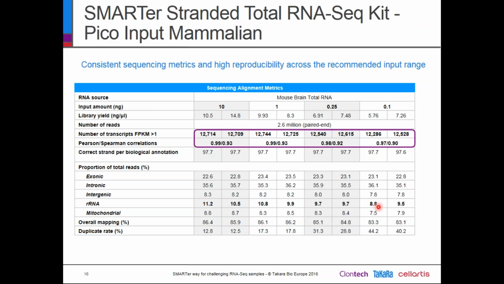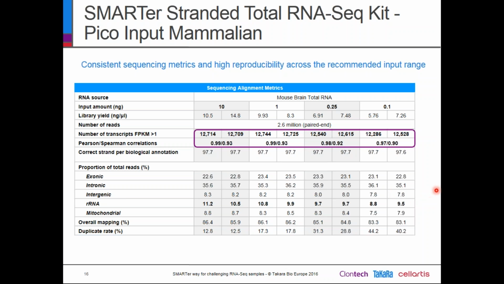But it's just that when you use very small amounts, you need to be aware that some metrics will not be as good. Like for example here, for 100 picograms, you can have a high duplicate rate. Another important thing that you can observe here is that the percentage of ribosomal RNA left is relatively high, so around 10%, but I say that it's relatively high as compared to what you obtain using RiboGone, because with RiboGone you will always get less than 1%.